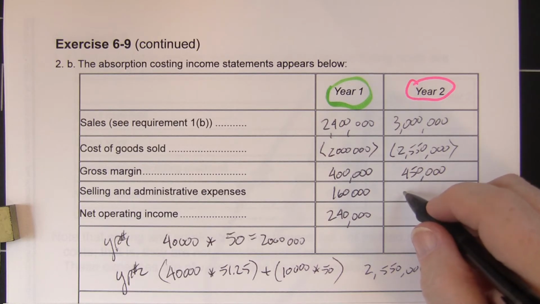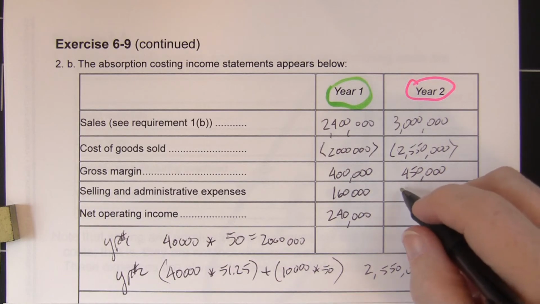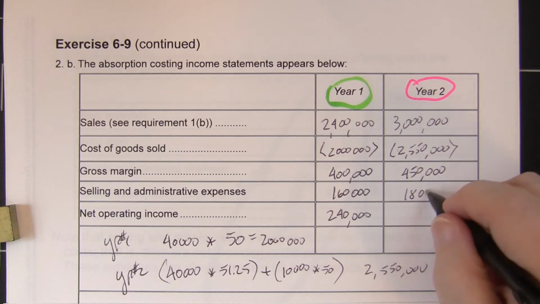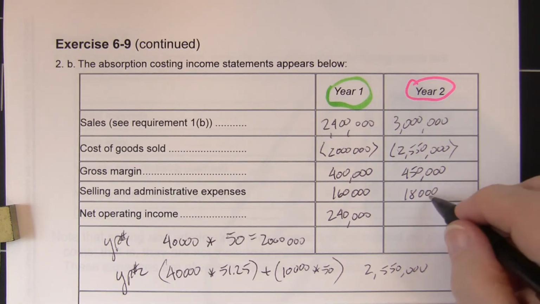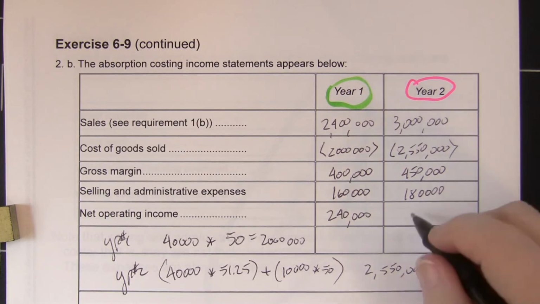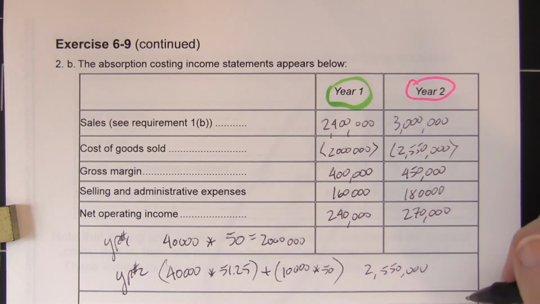Now remember, we have selling and administrative expenses, and because we sold more, it's now up to 180,000 because of that variable selling and administrative. Do I have enough zeros? No, need no zero. So our net operating income is 270,000. So that's 2B.